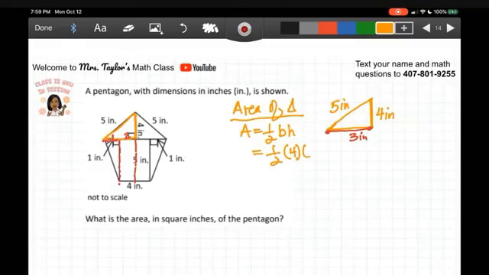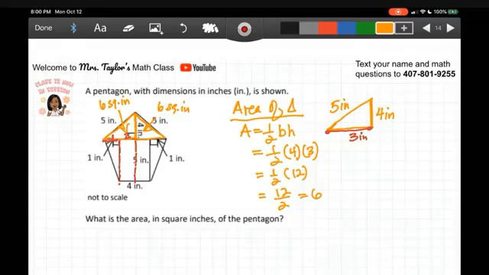Okay? So if that's 3 inches, then I need to multiply the base of 4 by the height of 3, or it could be vice versa. It really doesn't matter. So for this triangle, it's going to be 1/2 times 12, and then I get 12 over 2, which is going to be 6. So far, this is 6 square inches. And because this triangle up here has the same dimensions, it's going to be 6 square inches. All right, so now let's keep going.